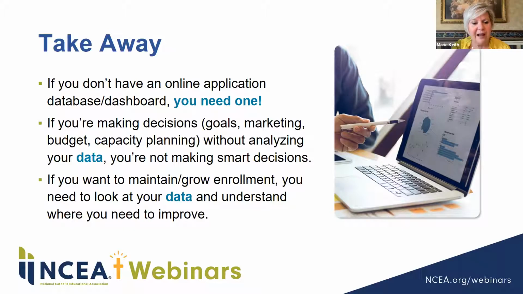And if you want to maintain or grow your enrollment, you must look at your data and understand where you need to improve. If you have a hefty goal to make and you're not getting the leads in, you need to say, we need more marketing. If we're going to meet that goal and we need to bring in 50 more kids, and I'm only getting 3 leads a week, we're not going to make it. We need to do more marketing, or we need to close more kids. We need to up our conversion rate, or we need to do something different about our open house.